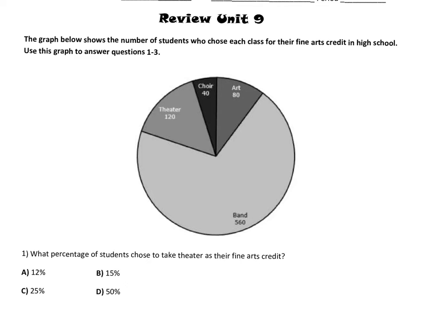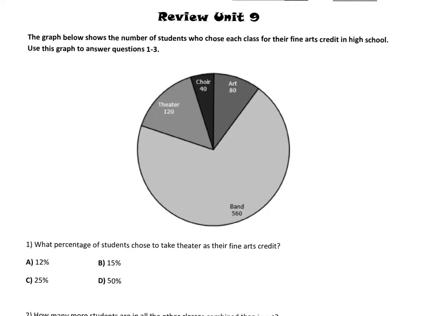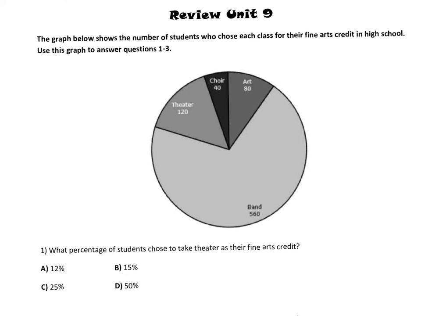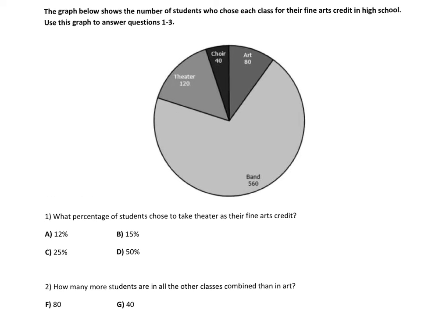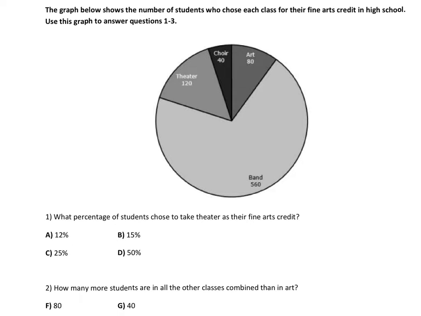So this is review unit 9. Okay, it is a little different than the notes we took, so you're going to have to apply your thought process here. It says the graph below shows the number of students who chose each class for their fine arts credit in high school. Use the graph to answer questions 1 through 3. What percentage of students chose to make theater as their fine arts credit?